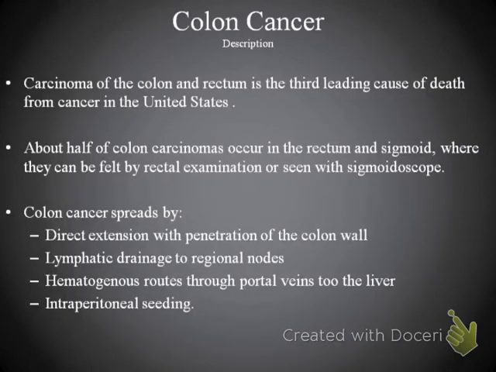So colon cancer. Carcinoma of the colon and rectum is the third leading cause of death from cancer in the United States. About half of colon carcinomas occur in the rectum and sigmoid, where they can be felt by rectal examination or seen with a sigmoidoscope. Colon cancer spreads by direct extension with penetration of the colon wall, lymphatic drainage to regional nodes, hematogenous routes through the portal veins to the liver, and intraperitoneal seeding. So there's a variety of ways that colon cancer can spread, and once colon cancer spreads, it is anybody's guess what the prognosis could be for the patient.